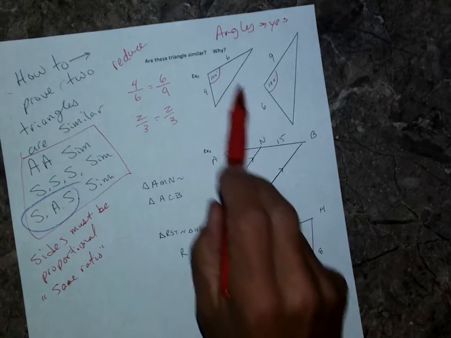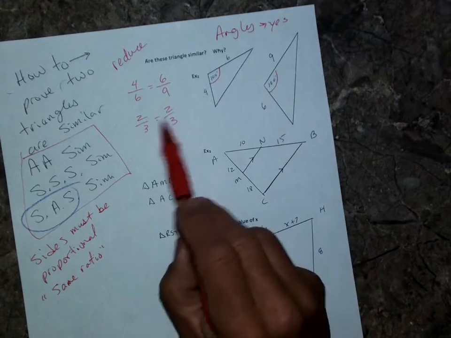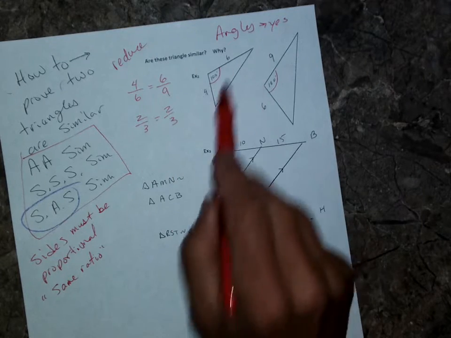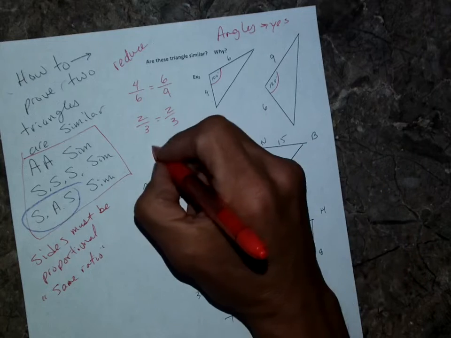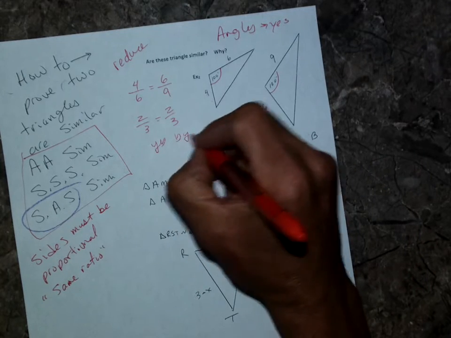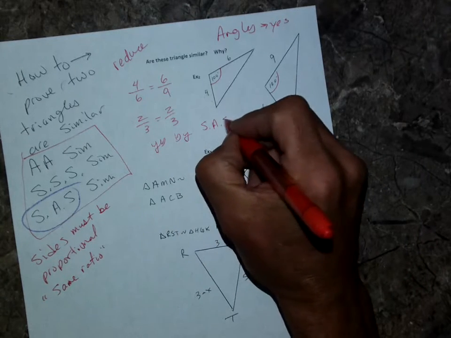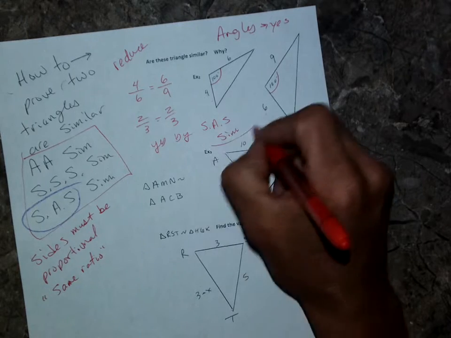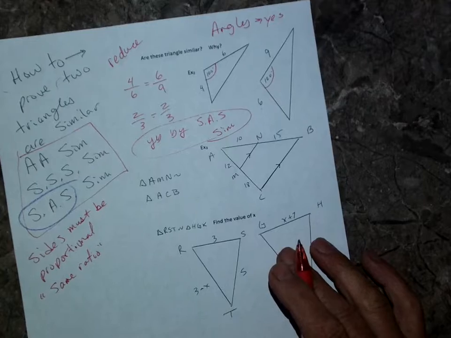Okay, so here's what we have. The two sides are proportional. They have to have the same ratio. This must be the same. This ratio, they have to be proportional, and the angle. So we can say yes by side, angle, side, similarity. Okay, we just proved it.